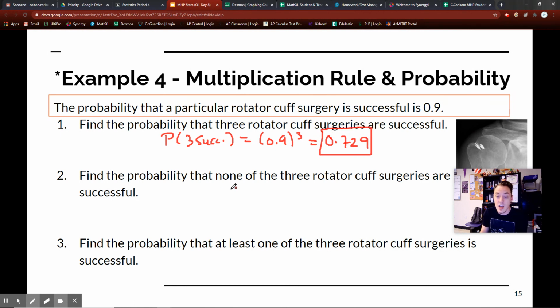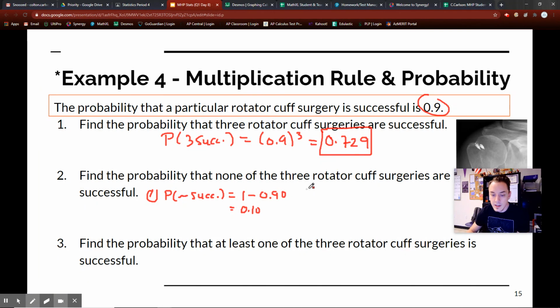Find the probability that none of the 3 rotator cuff surgeries are successful. How do I do that? Well, first step, I need to find the probability of the complement. So none are successful, which is 1 minus 0.9. This is the probability of one being successful. This is the probability that none are successful, which of course is 10% or 0.10.